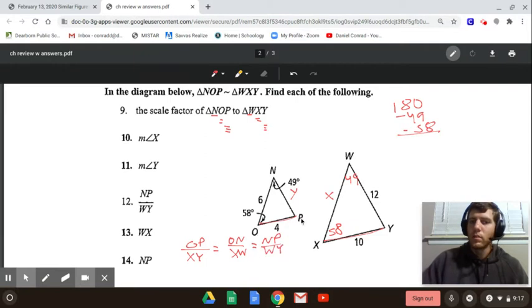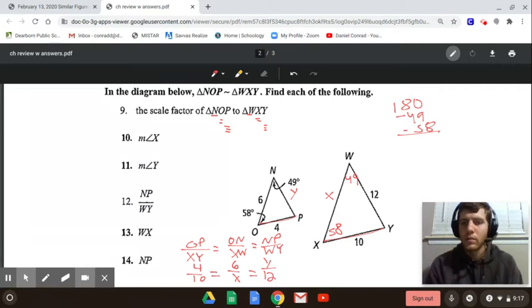Right, and then you can plug in all of those values, right? So OP is 4 over 10. ON is going to be 6 over X. And then NP over WY is going to be Y over 12. Okay? Then you got to figure out your ratios, cross multiply, solve for X, solve for Y, and fill in all these questions here.